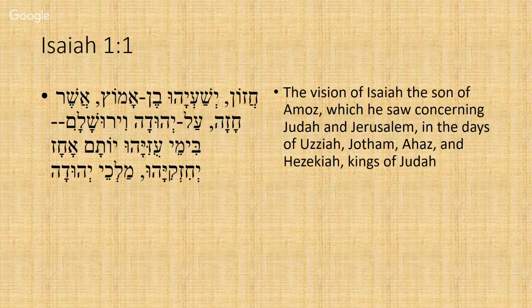Ben Amot, the son of Amot. Asher, which, Chaza, which he saw, or which he envisioned, or which he was able to have prophecy of. Al Yehuda, concerning Judah, Yerushalem, and concerning Jerusalem. Bimei, in the days of Uzziyahu, meaning the Most High, he is my strength. Uzziah said at the English transliteration. Yotam, meaning the Most High is perfect, said in transliteration as Jotham. Ahaz, said in transliteration as Ahaz, meaning he has seized in translation. Yakis Kweyahu, the Most High, he will strengthen, said in transliteration as Hezekiah. Brothers and sisters, Yakis Kweyahu does not mean Hezekiah. So this is something we want to point out for edification purposes.